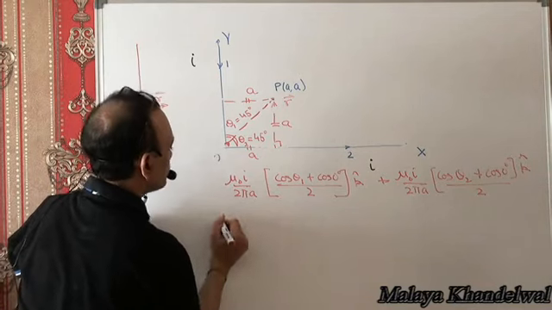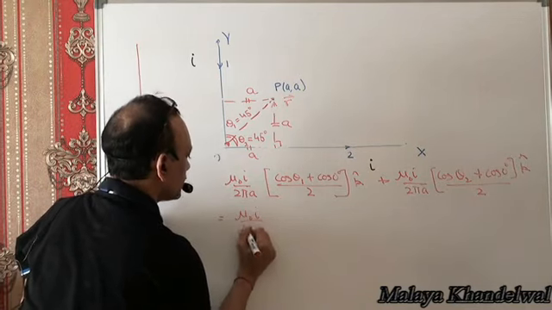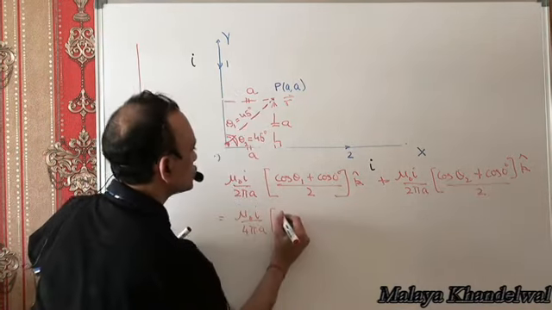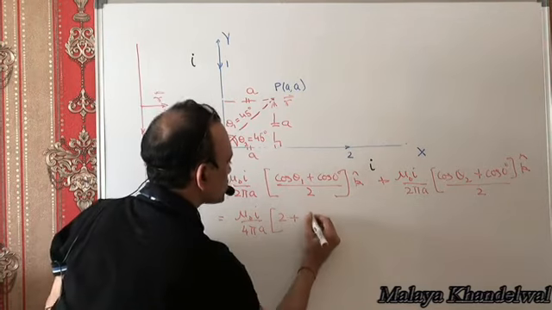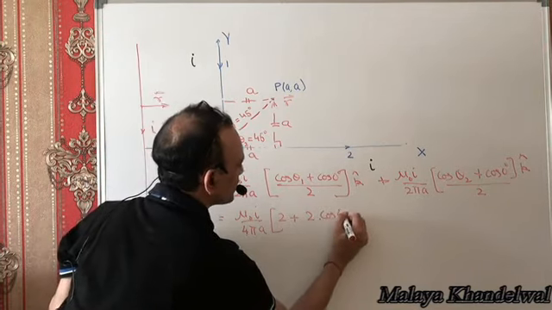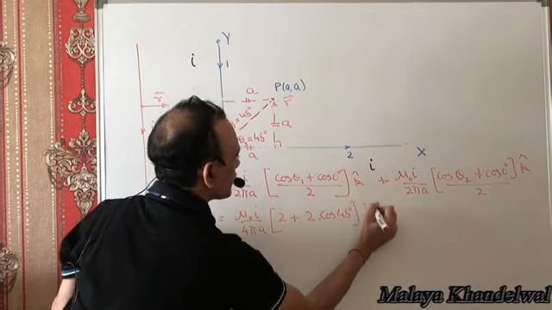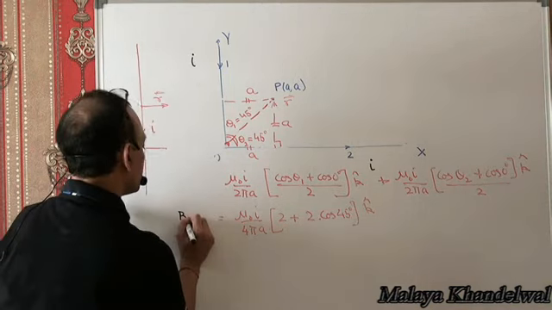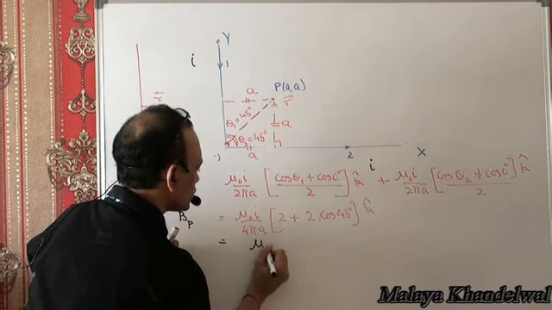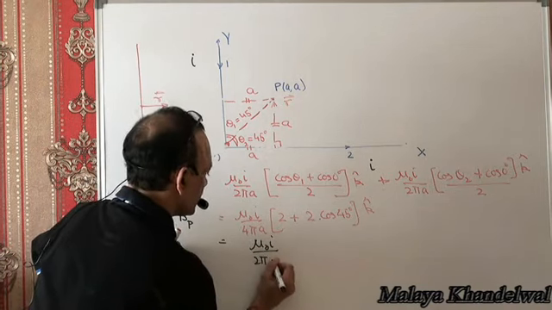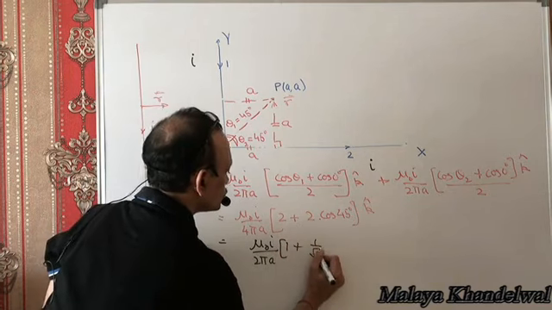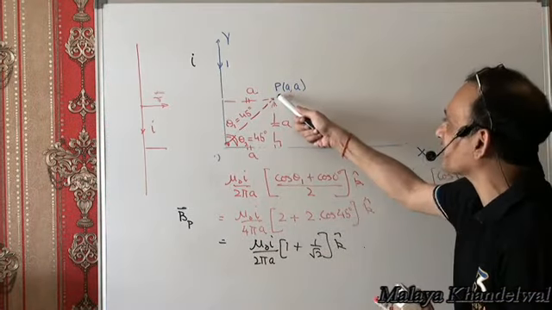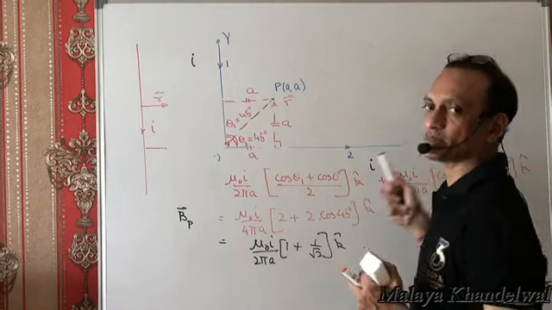So this will then become mu naught I divided by 4 pi A, cos 0 is 1, 1 plus 1 is 2, plus cos theta 1 plus cos theta 2 is 2 cos 45 degrees, k cap. That could then be written as the magnetic field at the point P vectorially: mu naught I divided by 2 pi A into 1 plus 1 by root 2, k cap. That's the magnetic induction at the point P for this L-shaped structure.